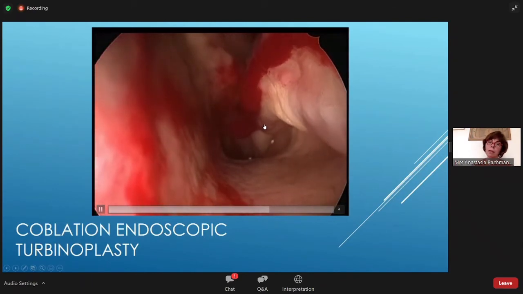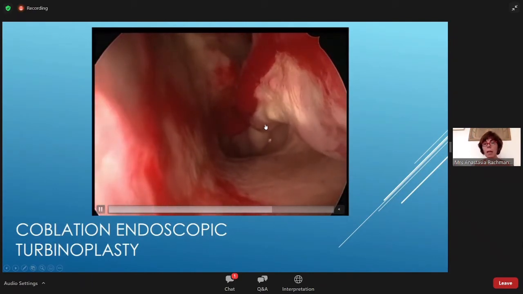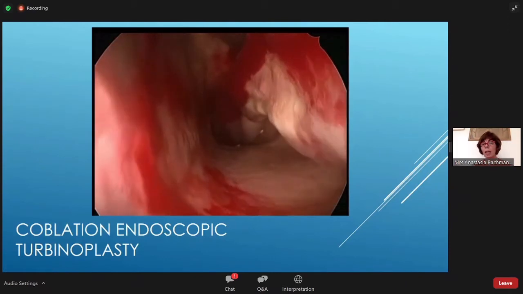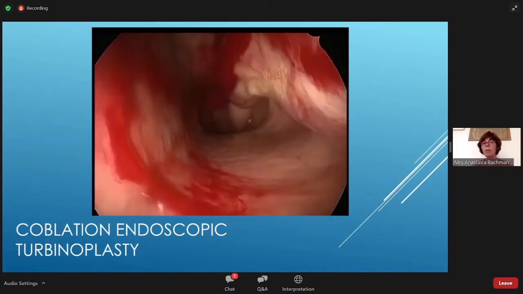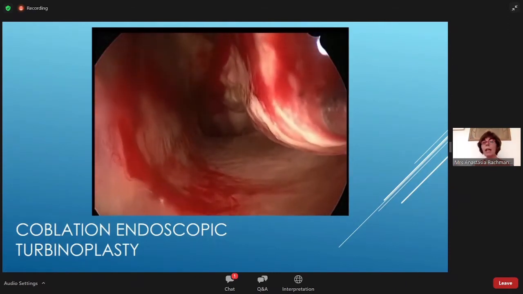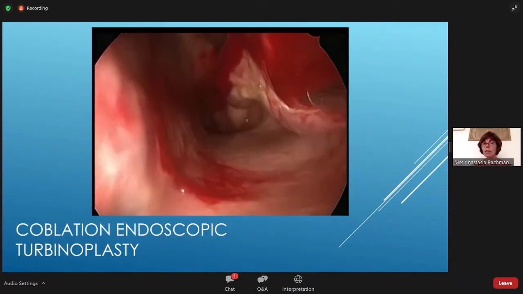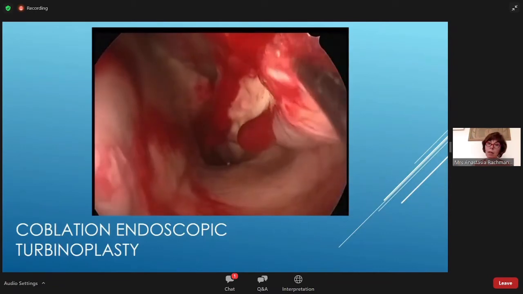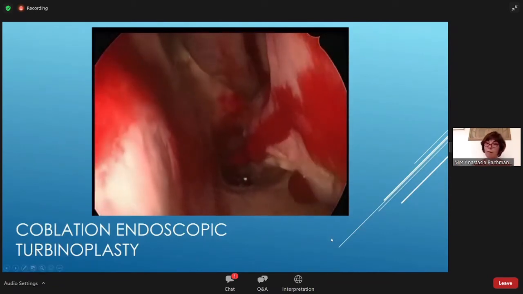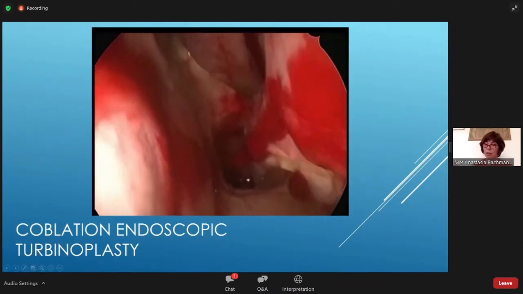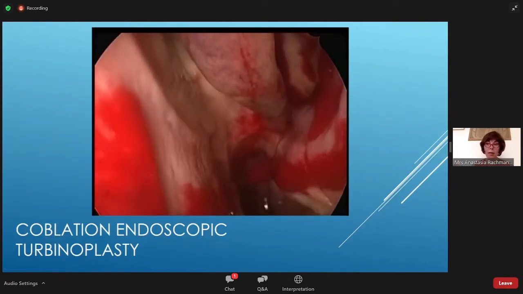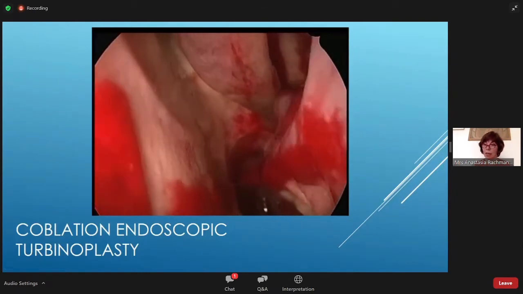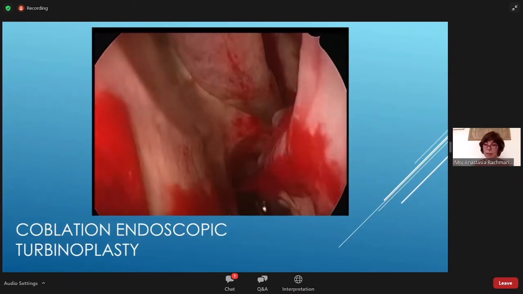This is the tail of the turbinate. You can see a beautiful blanching. And you have to inform your patient that this will cause dying of the tissue, it's necrosis of the tissue after a few days. So all the white slough that will come when they have the nasal douching is not to be considered as an infection, as many will say later on.